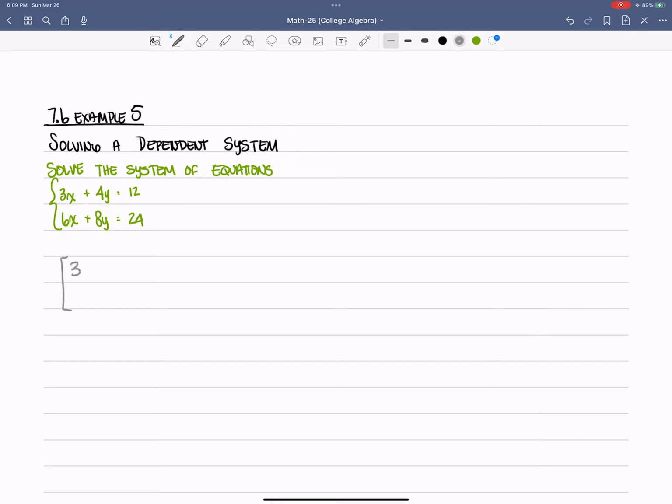We have 3, 4, and 12, 6, 8, and 24. No pretty way of doing this, so we're going to have to multiply equation 1 by 1/3. So 1/3 times row 1 for the new row 1, to get a 1 where we need it first. Row 2, we're not manipulating at all, so let's just rewrite that one.